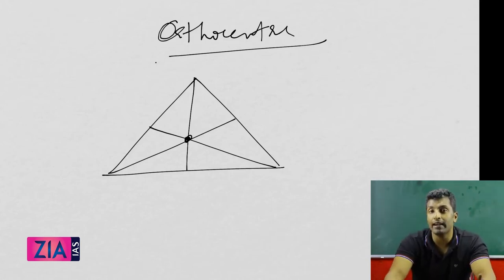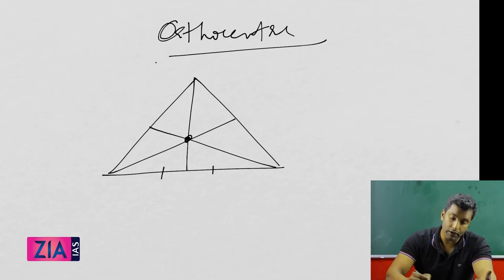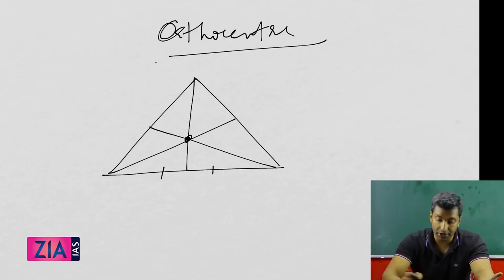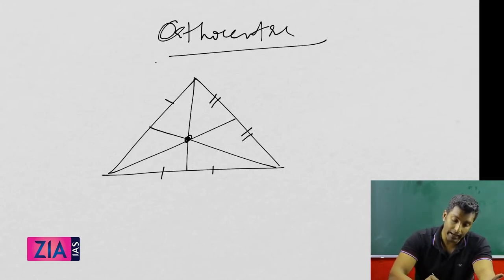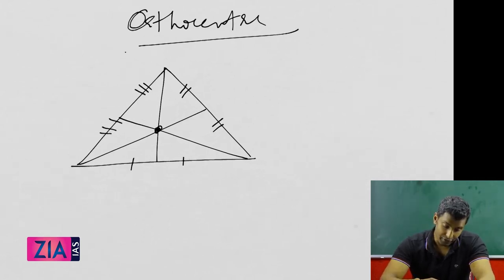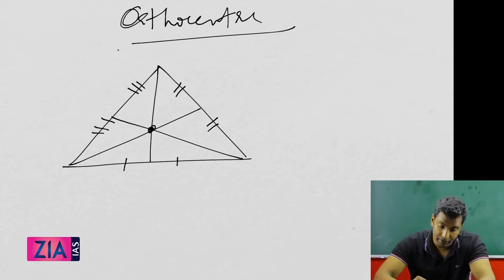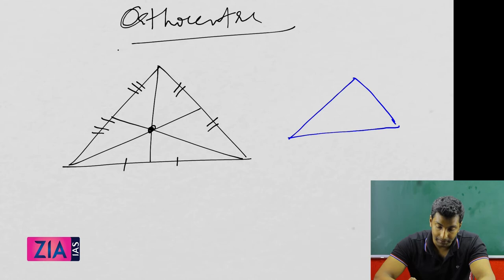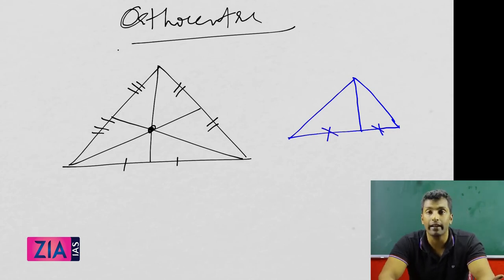You will understand better if I say that in the case of the centroid, what you are dropping is the median. That means each side is divided equally in the case of the centroid. But here that is not the case. If I draw this triangle in a slightly different way, you will understand it better. I am dropping it here, and you can clearly see these two parts are not equal.